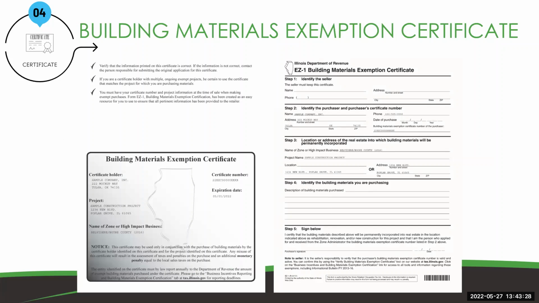Once the application is completed, we will process the application with the state of Illinois. And again, this is after we receive the building permit date. This allows us to generate a building materials exemption certificate. Each party involved in the project, meaning the property owner, contractor, and subcontractors who are purchasing materials for this project, will receive their own certificate. They cannot be used by any other entity than the one that is on the name of the certificate. Please note, the property owner will receive a copy of all contractor and subcontractor certificates for their records.